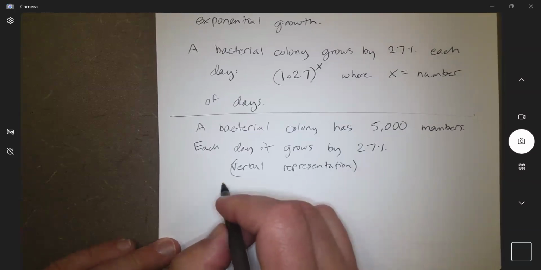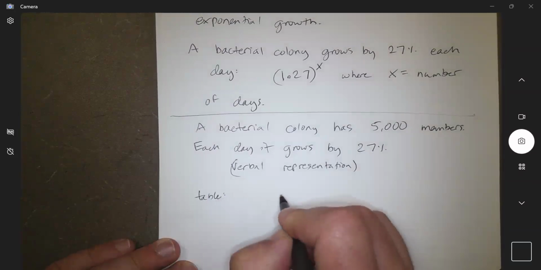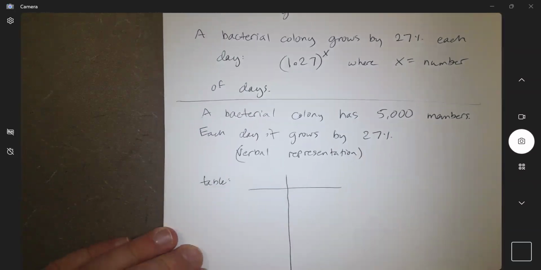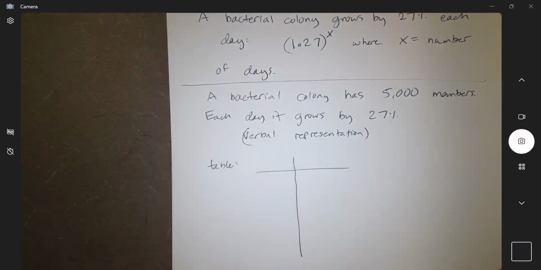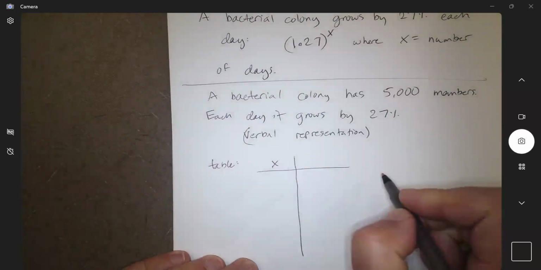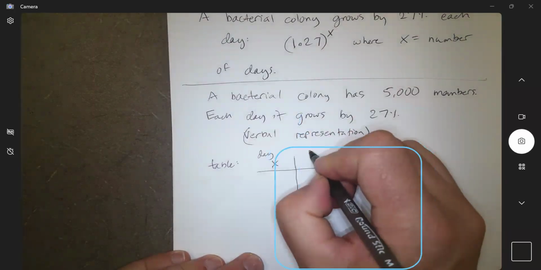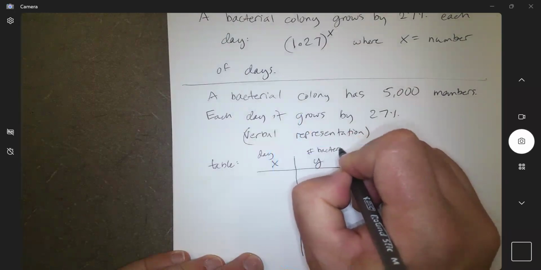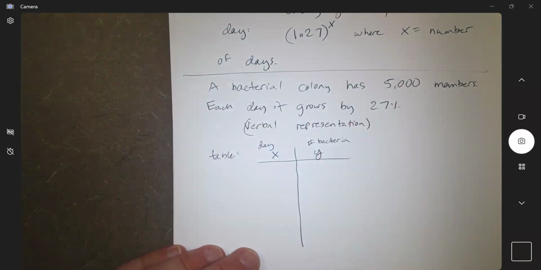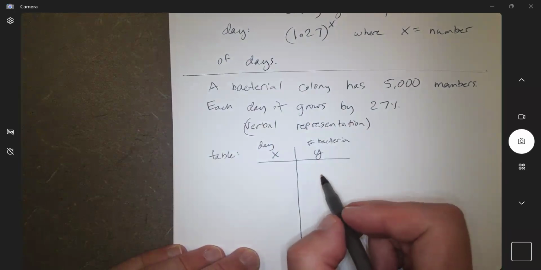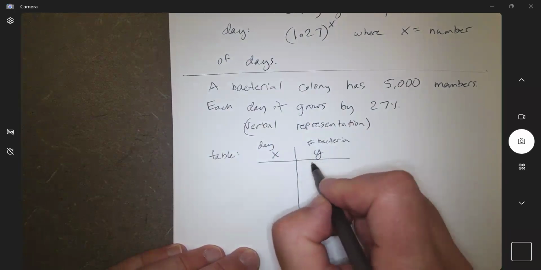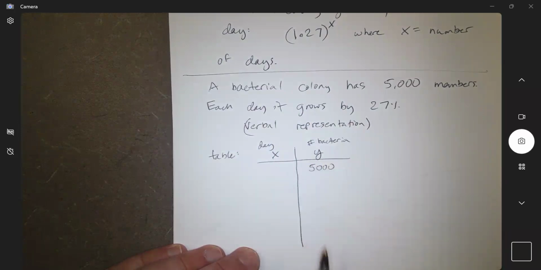We can do a table representation. I think table representations are an excellent way to represent exponential functions because they really allow you to see the repeated multiplication. If X is the number of days and Y is the number of bacteria, or number of members, at the beginning, how many bacteria members do we have? 5,000. Okay, so we'll put 5,000 there. And what do I want to put for X? 0, because that usually represents the beginning, especially when you're talking about time.